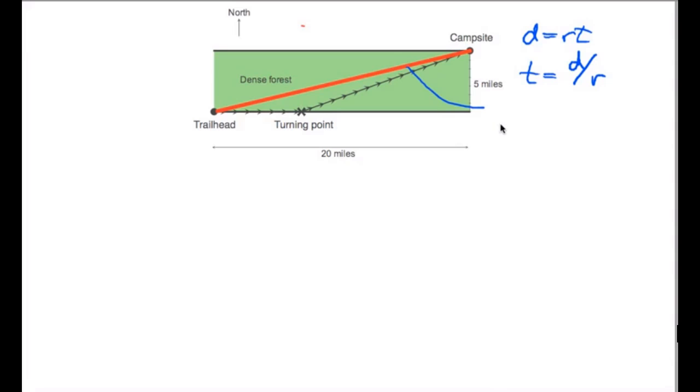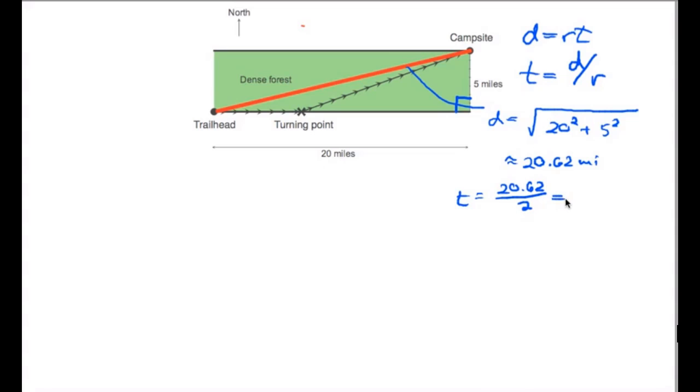Well, the distance here is going to be the square root of 20 squared plus 5 squared, because I have a right triangle that's formed right here, this large triangle down below, and the route there is the hypotenuse of that. So that comes out to be about 20.62 miles in all. That's the distance, and now the time that it takes is 20.62, the distance divided by the rate, which in this case is 2 miles an hour. So that's 10.31 hours total for that particular hike.